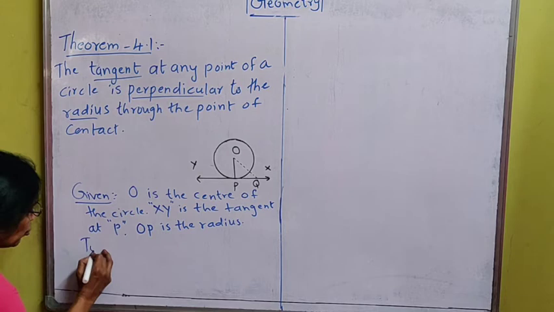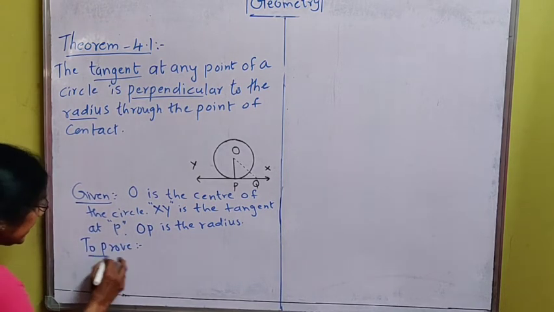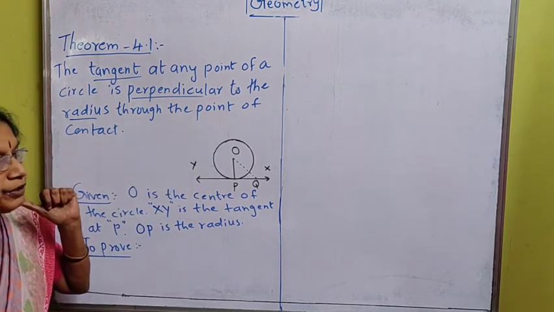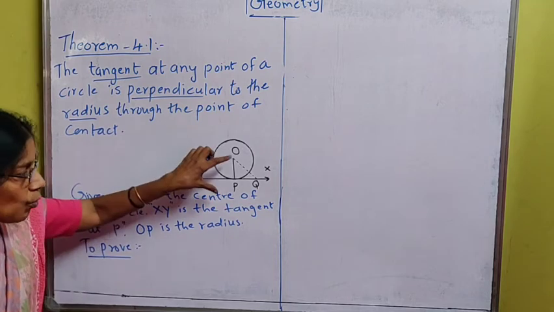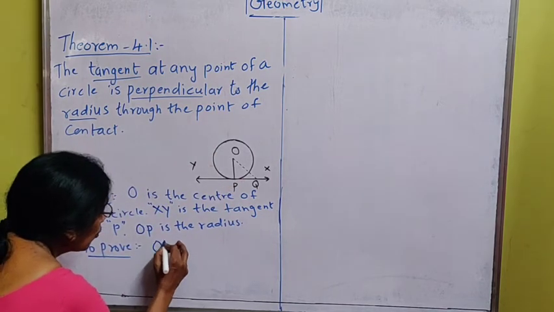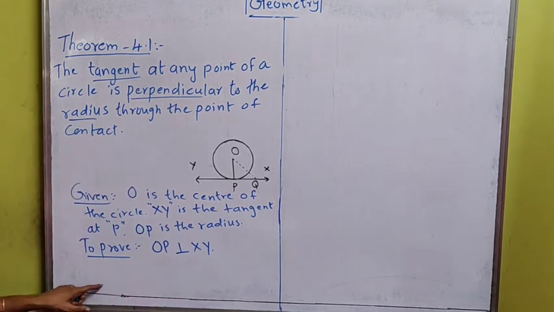What we have to prove? We have to prove that these two, that is the radius and the tangent, are perpendicular to each other. What is the radius? OP. What is the tangent? XY. So OP is perpendicular to XY. This is what we have to prove.